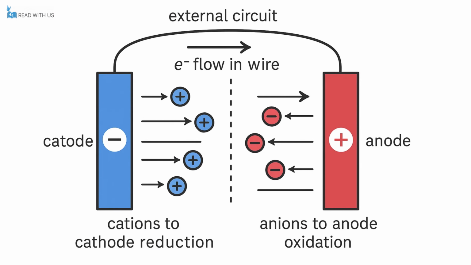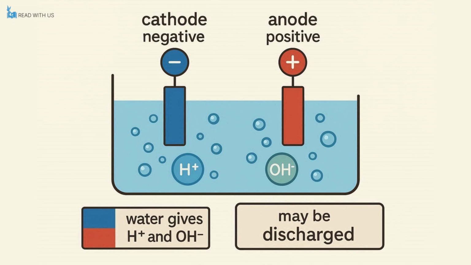During electrolysis, positively charged cations move to the negative cathode and gain electrons, while negatively charged anions move to the positive anode and lose electrons, and electrons flow through the external circuit from the anode to the cathode. In the diagrams, the cathode is colored blue and the anode red. And because the solvent is water, the mixture also contains hydrogen ions and hydroxide ions that can be discharged.